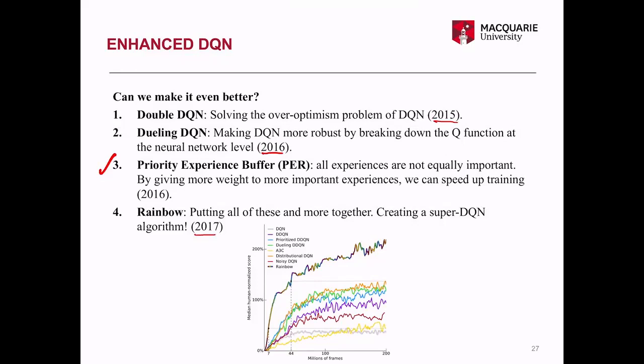And then in 2017, they put them all together and made a kind of super DQN algorithm. They even introduced some extra ideas such as noisy networks for better exploration, and n-step bootstrapping, which I'll mention later today.